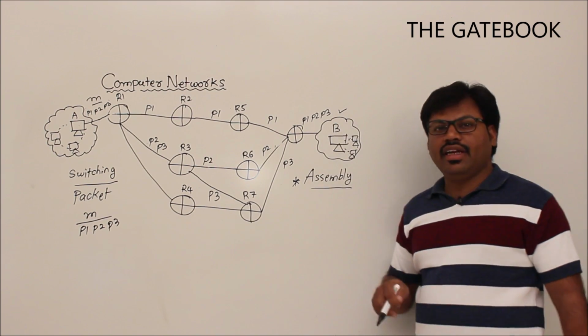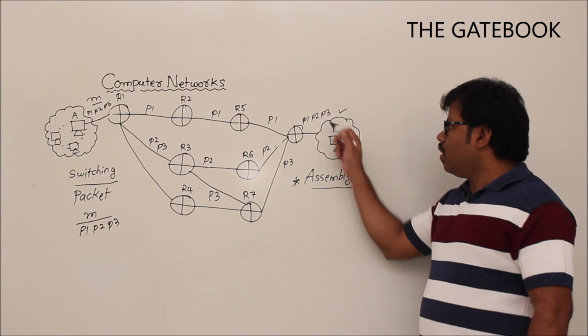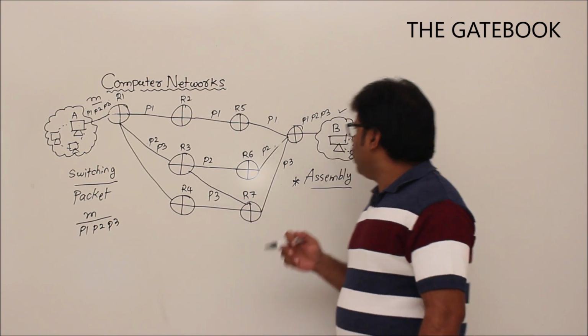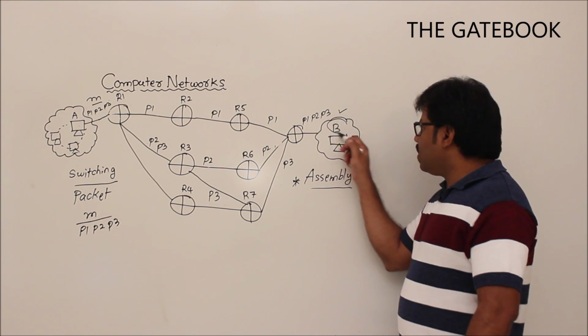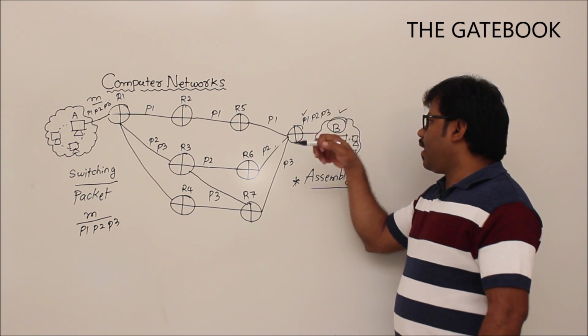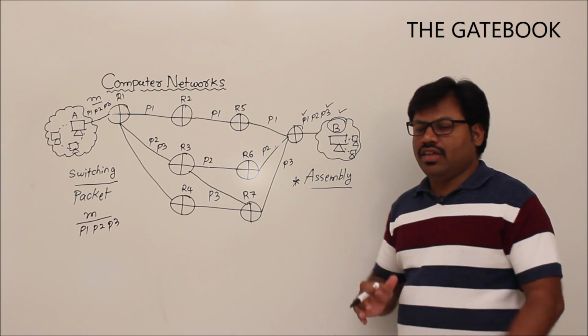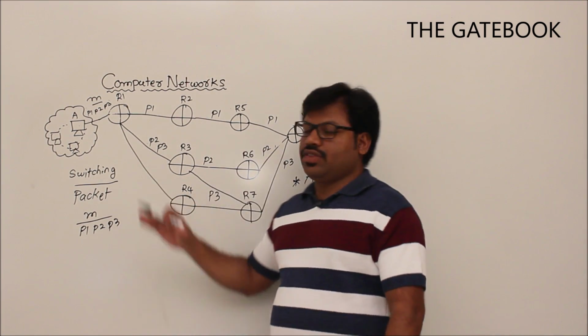Here, what are you expecting at the end? B has to assemble these packets, that's it. Second thing, B should have a mechanism to understand what is the first packet and what is the last packet. Then only assembly can be done properly, right? So that is about packet switching.